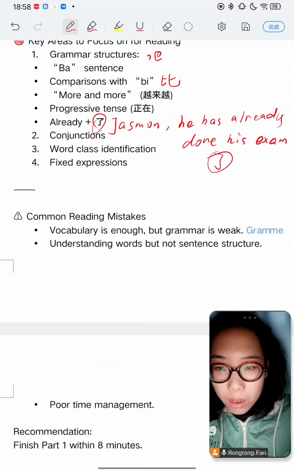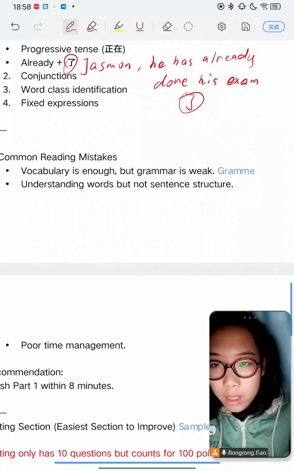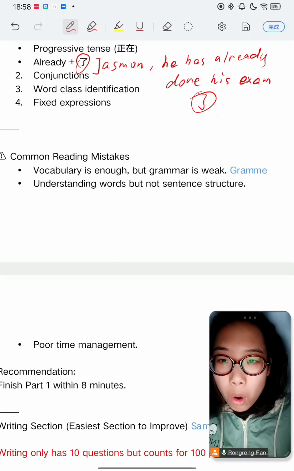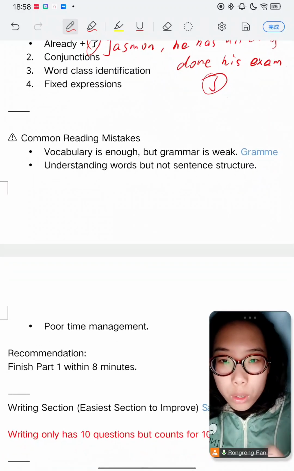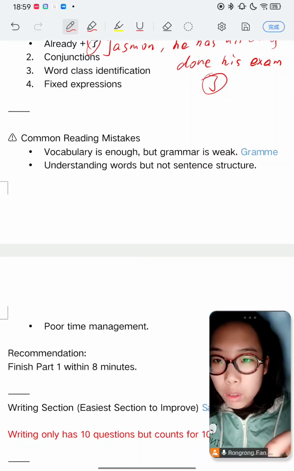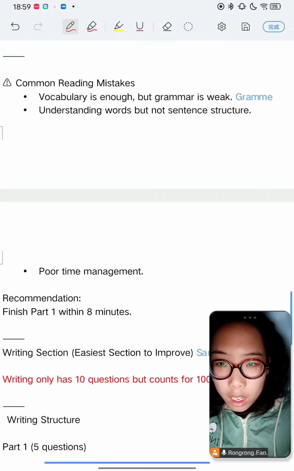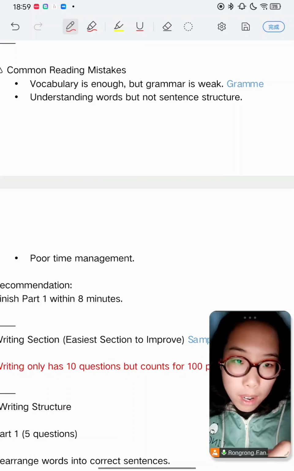And the second one you should know is the conjunctions. We will give you more details in our following course. And the third one is the word class identification. This is also a part that you need to pay attention to. And the fourth is the fixed expressions. The common reading mistake is that vocabulary is enough but grammar is weak.